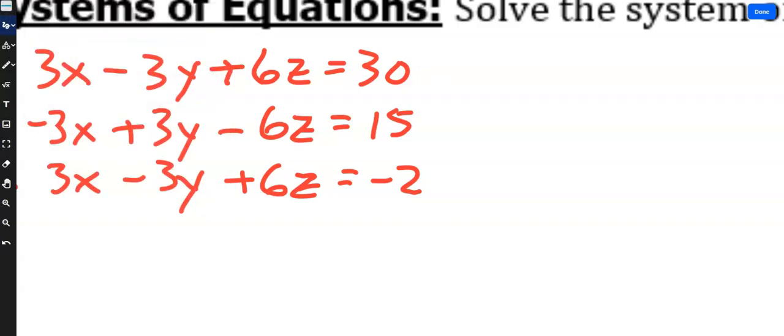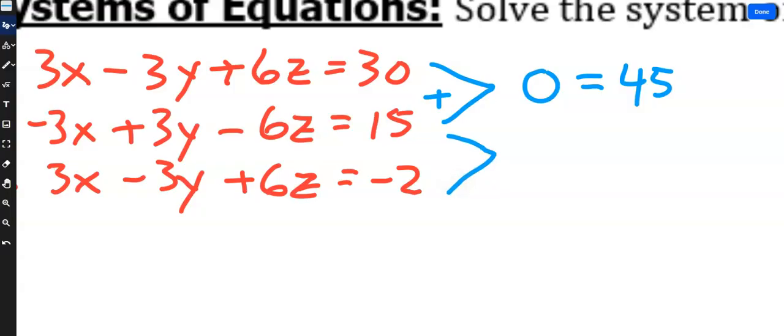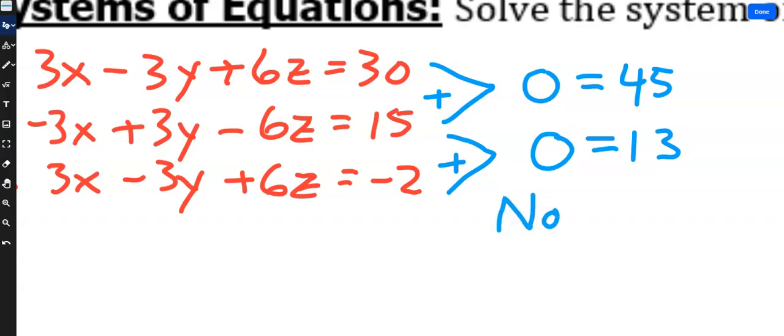So we're ready to add these together. So we're going to pair them up, add these two together. So the x's are gone, the y's are gone, the z's are gone. So we get 0 equals 45. What is going on with this? Oh, those cancel all 2, and I get 0 equals 13. Well, guess what? That means we've got a no solution situation.